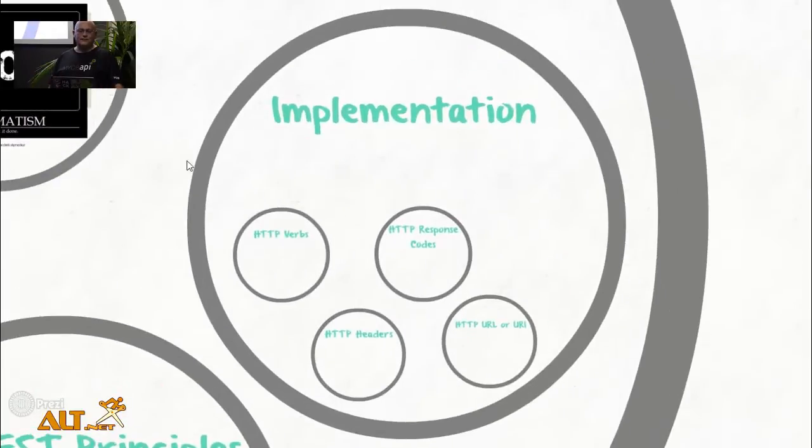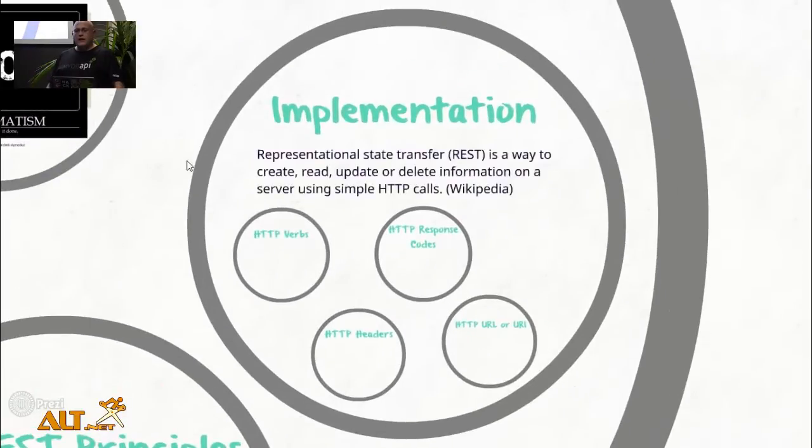So, implementation. I picked this off Wikipedia. And they describe here, obviously, the common definition of what REST is. And they talk about being create, read, update, and delete, server using simple HTTP calls. And that is how 90% of us will do it. That's what 90% of your API, if you're using REST, will be. It'll just be create, read, update, delete of entities in and out of your system, whether it's to a database or to something else or other systems.